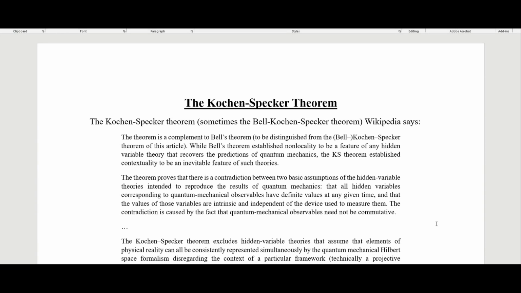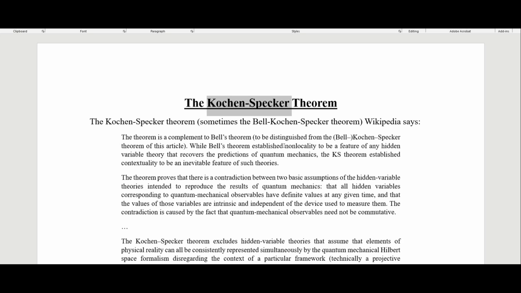In this video, I'm going to discuss the Kochen-Specker theorem. This is a theorem that puts constraints on what a hidden variables theory of quantum mechanics has to be. We'll see in the end that what it tells us is that a hidden variables theory must take what's called contextuality into consideration.